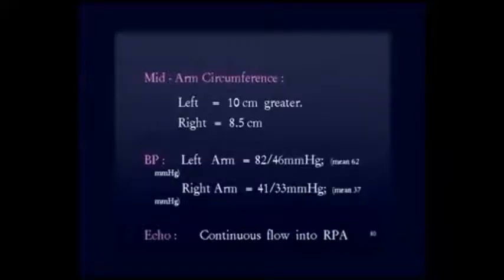The right radial pulse was also weaker than the left one, and the difference in the blood pressure between the two limbs was about 25 millimeters of mercury mean pressure. He also had this continuous parasternal murmur on the right side. The echo showed continuous flow into the right pulmonary artery, but there were no intracardiac defects. And so the child was submitted to a cardiac cath and a CT angio.